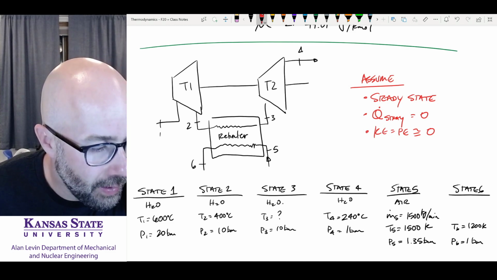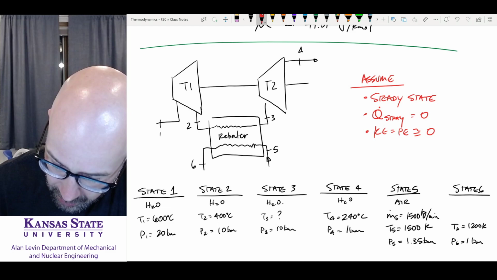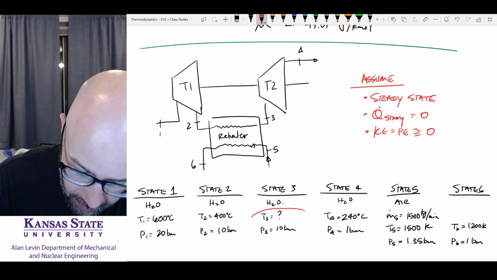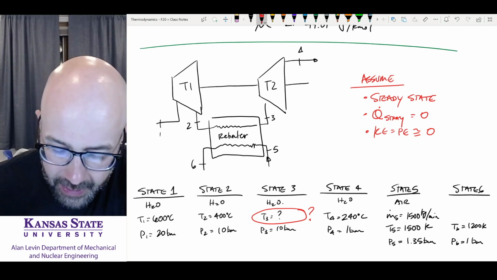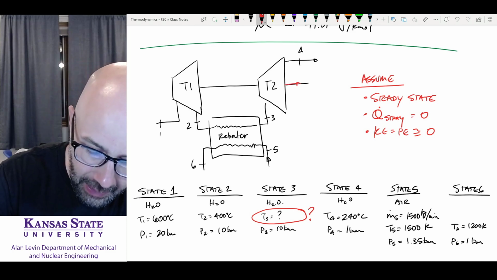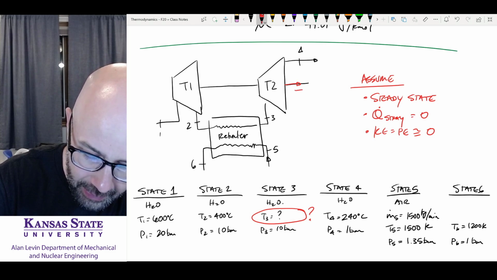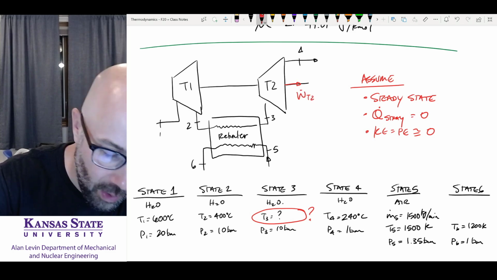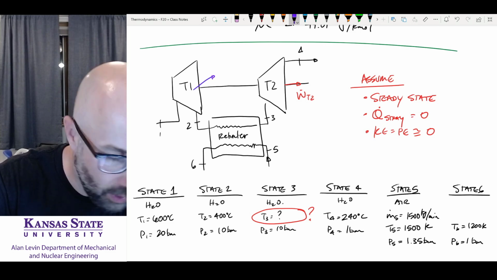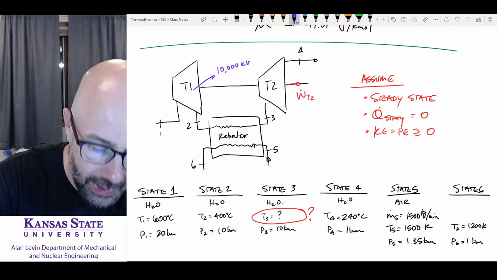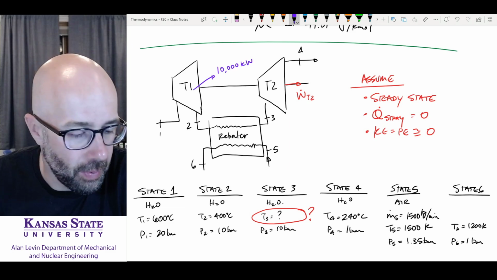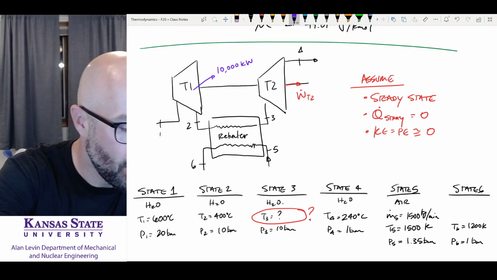Determine the temperature 3. So what we're going to try to figure out is what this is. This is what we want to find. Temperature 3, what is that? And the power output of the second turbine. So what is the power output here, W dot of T2? Now, we happen to be given the power of the first turbine. It's 10 megawatts, or 10,000 kilowatts, is what we're given here.